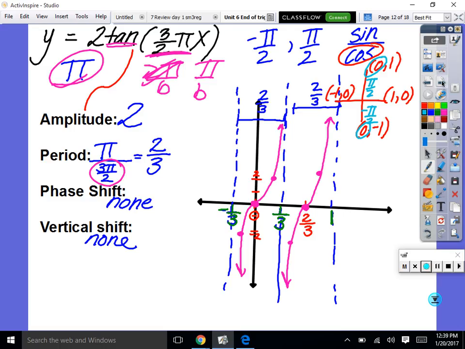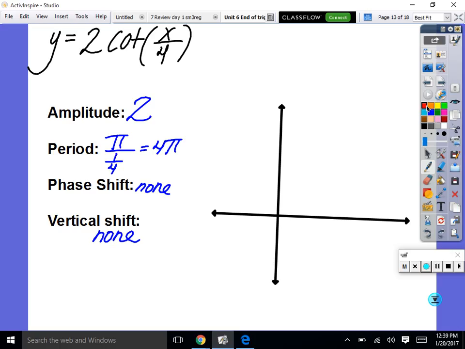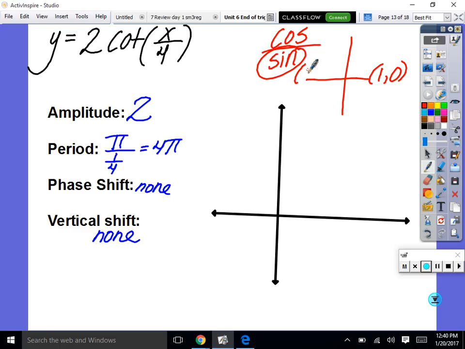So let's do cotangent. We have to think about cotangent. Cotangent is actually cosine over sine, the reciprocal of tangent. So cosine over sine. So we know that sine can't be 0, right? So on your XY chart again, when is the, because remember, I'm going to write this out.